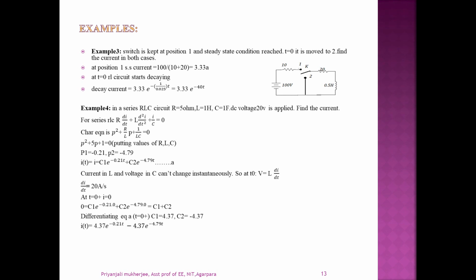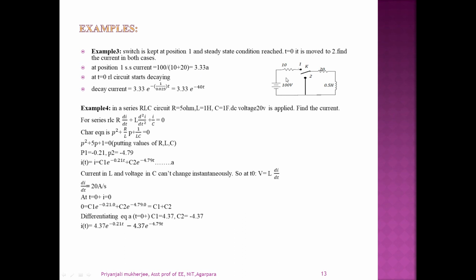Let us take another example. Here the switch is kept at position 1 and steady state condition is reached. At t equal to 0 seconds, it is moved to position 2. We need to find the current in both cases. At position 1, the steady state current is flowing through it, and the steady state current is 100 divided by the overall resistance, that is 10 plus 20, because these two are in series. So it gives the current 3.33 ampere.